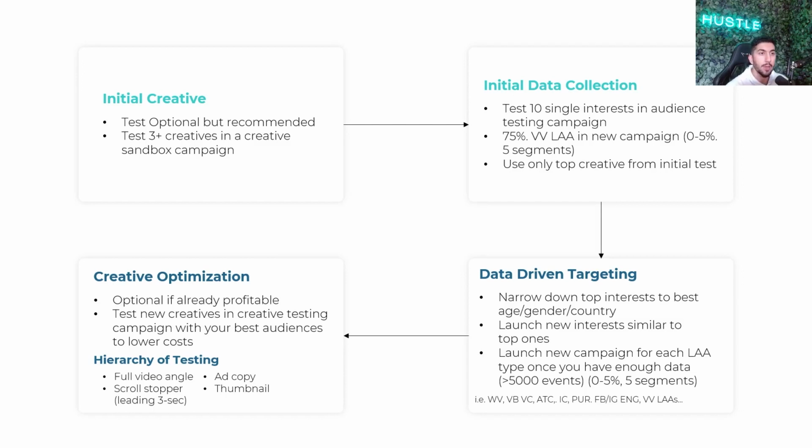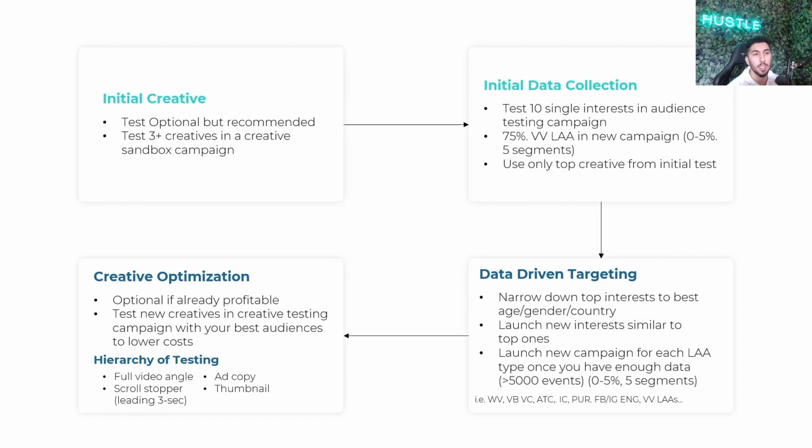As you can see here, we have 4 steps: initial creative, initial data collection, data driven targeting, and creative optimization. These are the 4 steps that you need to do in order to scale to even $20,000 to $50,000 a day, guys. So initial creative test is when you test your creatives. I'm going to explain them one by one and go through them more in depth, right? So initial creative is to test 3 creatives.